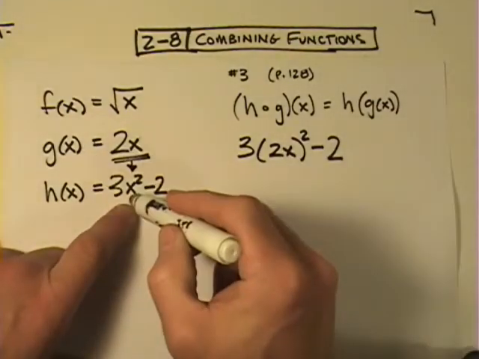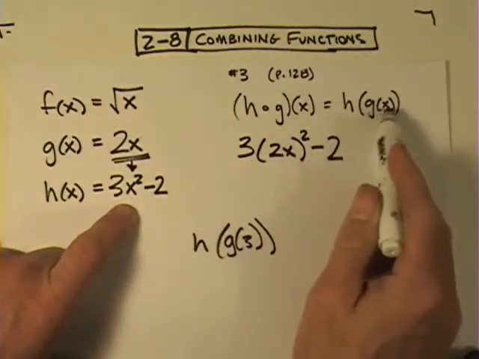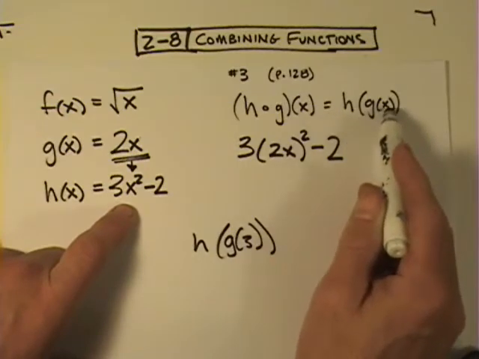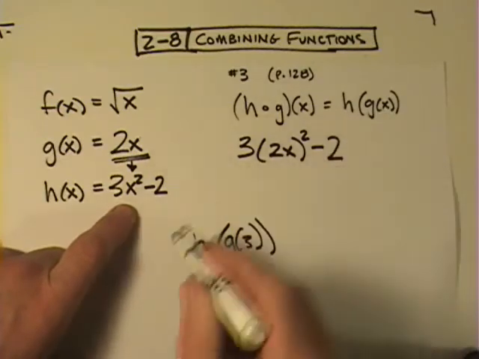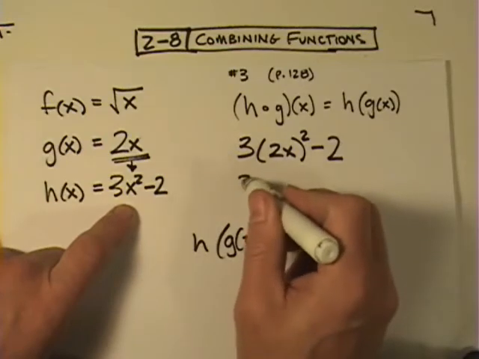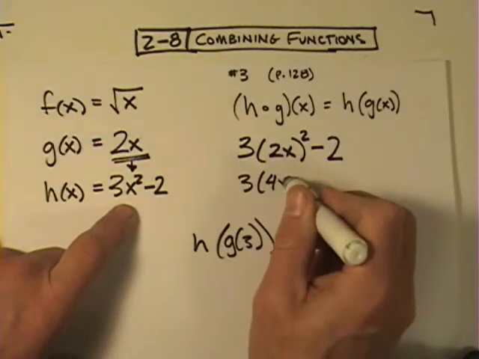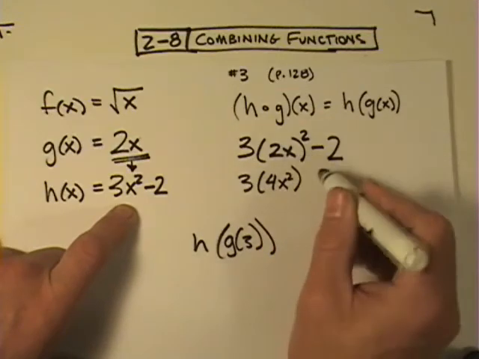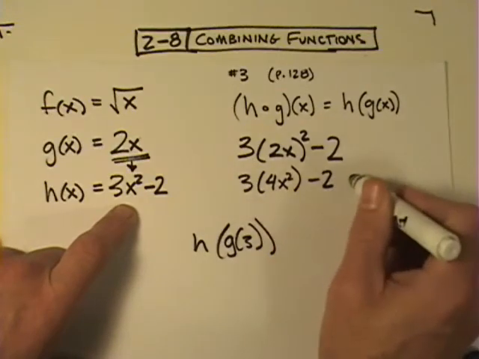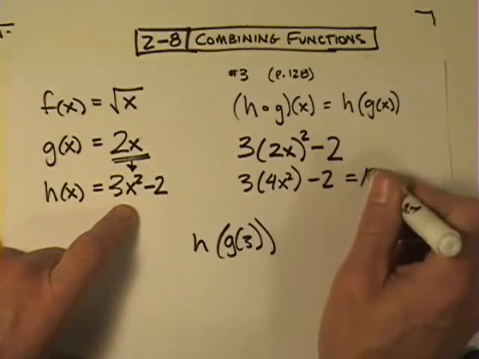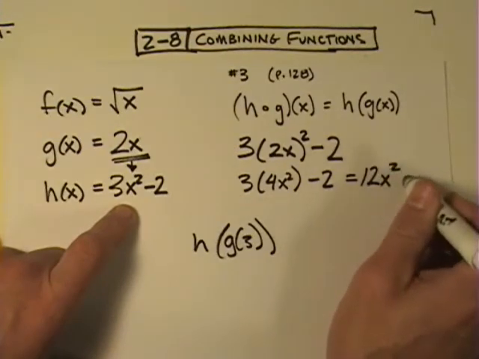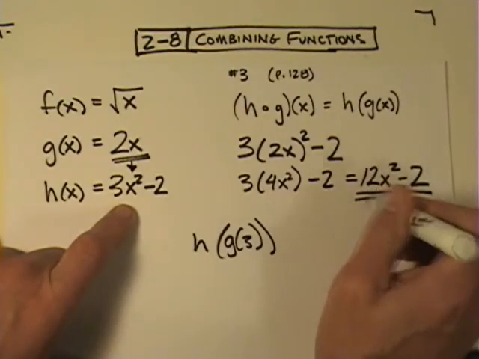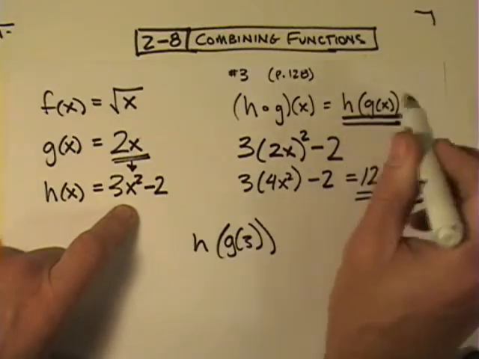Now that g of x has been put into h of x, it makes sense that this notation is g of x in h of x. And now I just work it out. So this is going to be 3 times then 4x squared, because 2x times 2x gives me 4x squared, minus 2, and then this will be equal to 12x squared minus 2. So that is h of g of x.